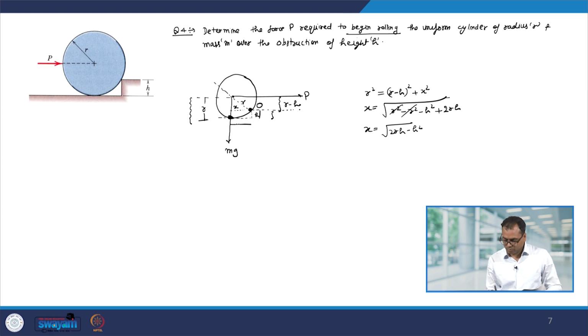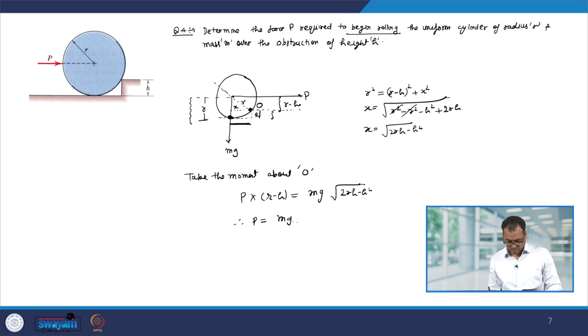So, now we know this distance. Now, let us take the moment about O. We have force P, its vertical distance is r minus h, equal to the mg force multiplied by the distance which we have just calculated, square root of 2rh minus h square. Therefore, P will be mg square root of 2rh minus h square over r minus h.